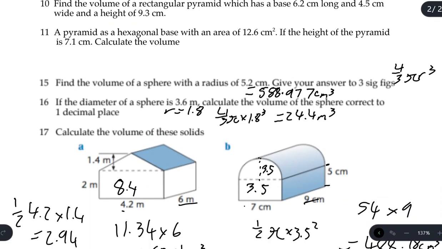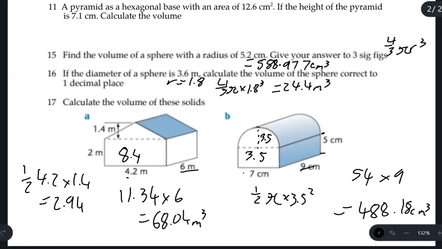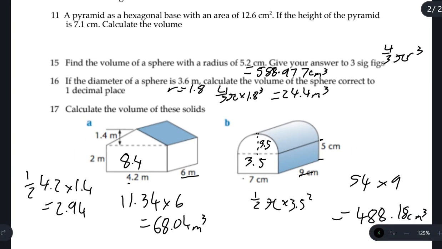Skipping the rectangular pyramid and the other pyramid question. I can cover that later if anybody really wants. Just leave a question about it and I'll put the answer in the comments and the working out. It's fairly simple. It's just following a formula like the rest of them.